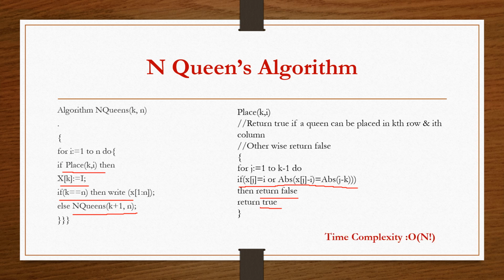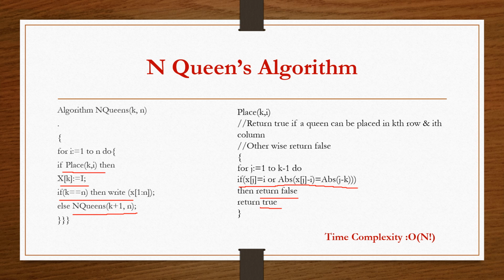And the complexity of this is n factorial. Why? Because in the worst case scenario, every queen must be tried in every column of every row. So that is why it is n factorial.